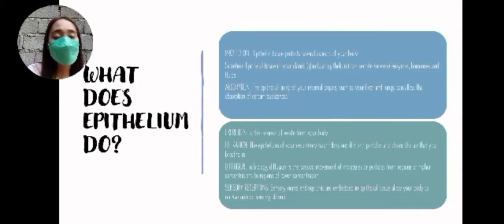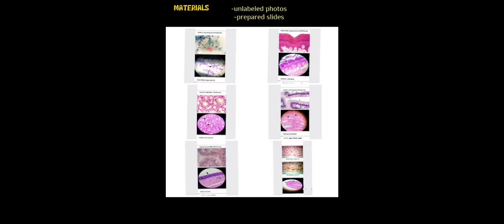Second is secretion. Epithelial tissue in your glands, or glandular epithelium, can secrete or release enzymes, hormones, and fluids. Our goals here are to identify epithelium, classify epithelial tissues, and identify and give examples of the major types of epithelia. The materials that we will be using are unlabeled photos of epithelial types, and we have also prepared slides.